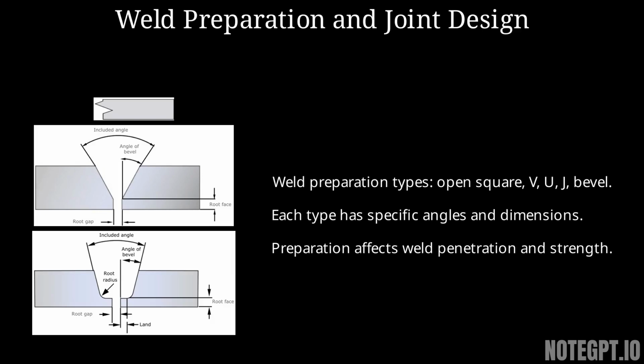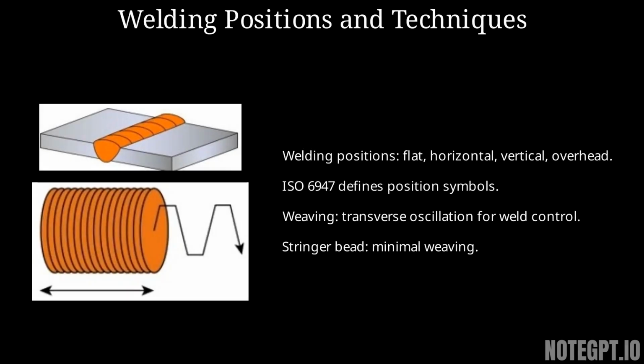Proper weld preparation is vital for quality. Common preparations include open square, single, double V, U, J, and bevel types. Each preparation has specific angles, root faces, and gaps, affecting penetration and strength. Welding positions include flat, horizontal, vertical up, vertical down, overhead, and more, as defined by ISO 6947. Techniques such as weaving and stringer beads are used to control weld shape and quality.